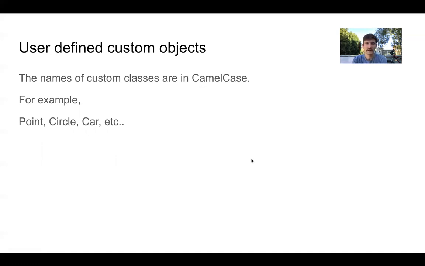You can also define custom objects. The names of custom classes are in camel case. That's a capital first letter of each word, as opposed to what we've been doing, which is underscores to separate. That's called snake case. So for example, we can make a Point class, a Circle class, a Car class, anything that you want to represent a physical thing, you can create a class for in Python.